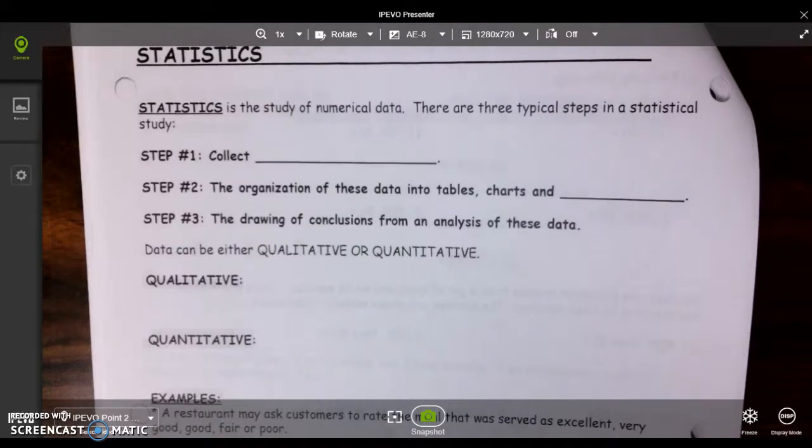Please take out your big probability and statistics packet and open to page 16. We're going to do our first lesson on statistics. So I'll give you a moment for everyone to get there.